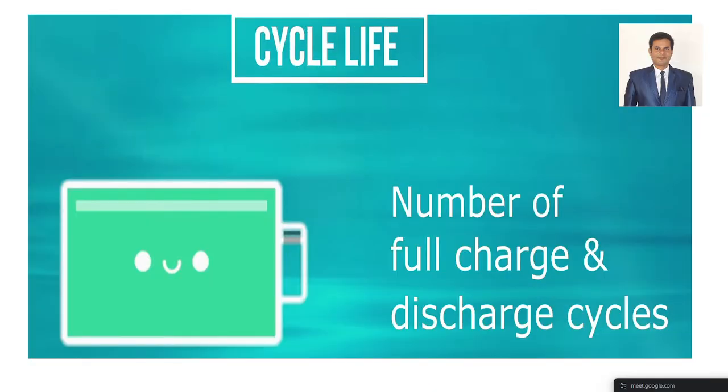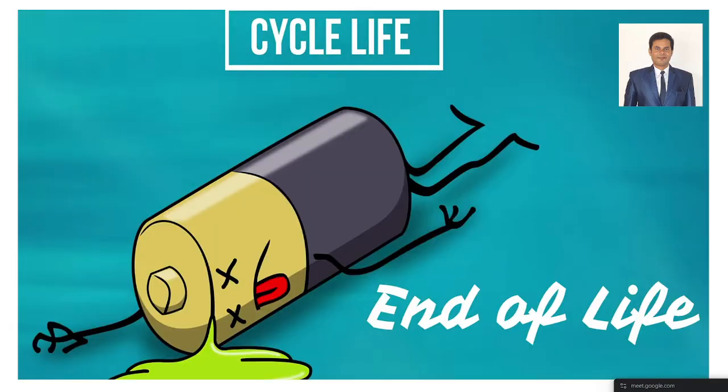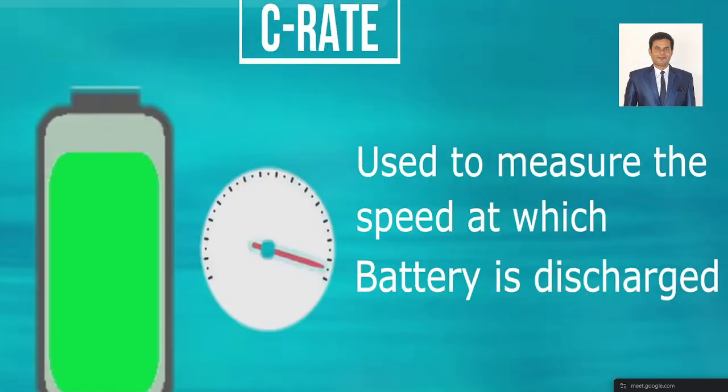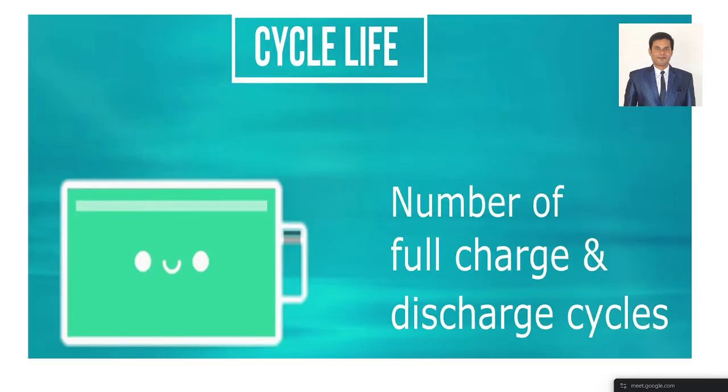So the number of full charge and discharge cycles will end the life of the batteries, right? In the last sessions I gave the data on self-discharge and the life cycle. Everything I have given in the last session. You might have taken the screenshot also. It is very easy to understand the life cycle, right?